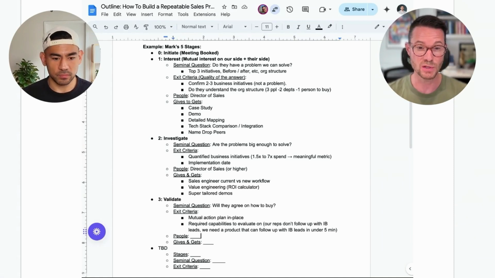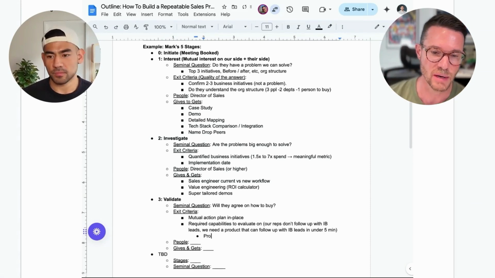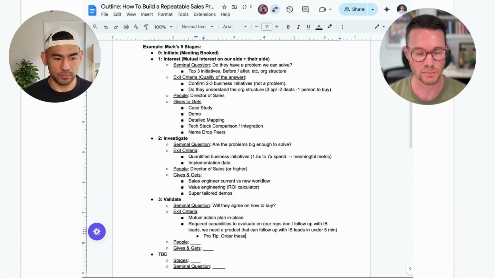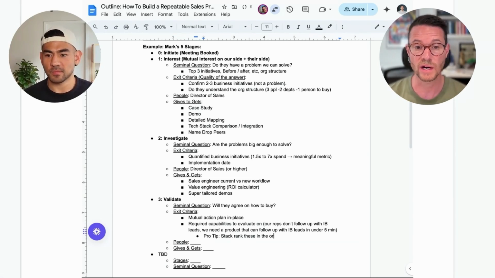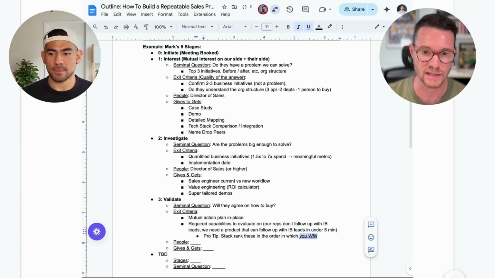So you want that mutual action plan. What are the steps that we need to go through here to finish buying? And then required capabilities. What is the evaluation of the buying criteria that you're going to make? And if you're a really great rep, this is the 400 level, you influence the required capabilities to be ordered so that the things that you differentiate in are the most important things that they evaluate.